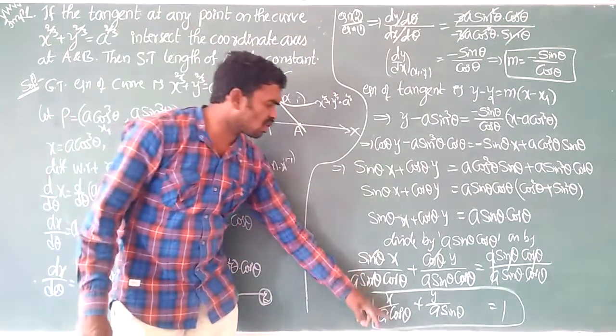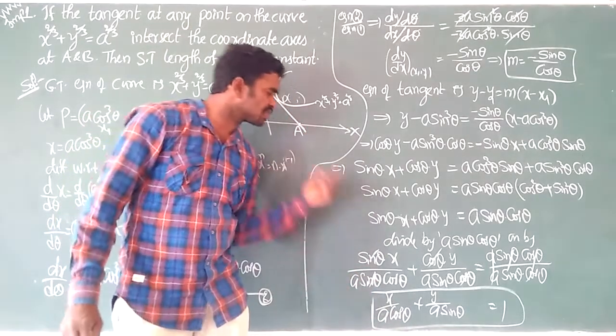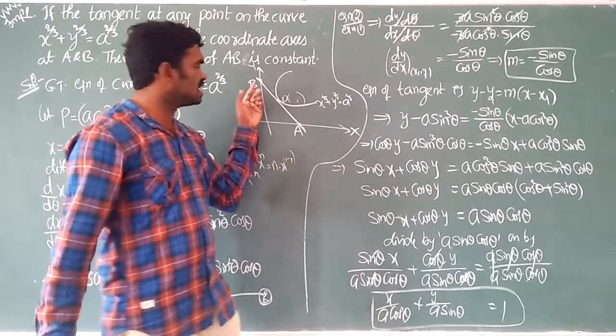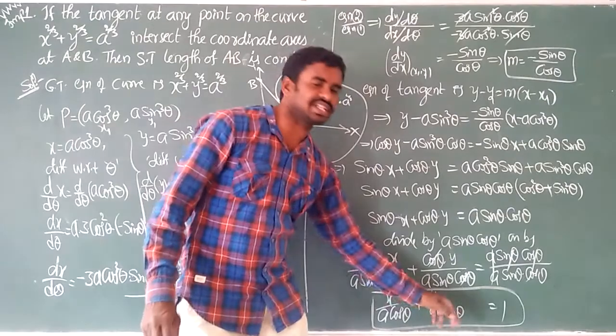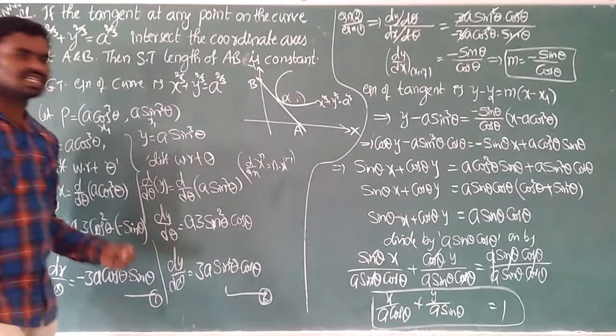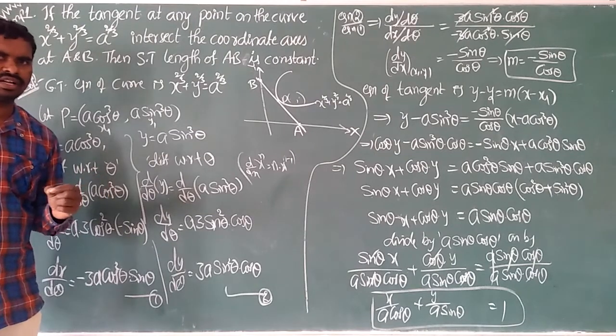Then the x coordinate is A cos theta comma 0. The point will be A cos theta comma 0. The second, B, is on the y axis, so 0 comma A sin theta. Got it? Is it clear? Friends, are you clear? Yes.